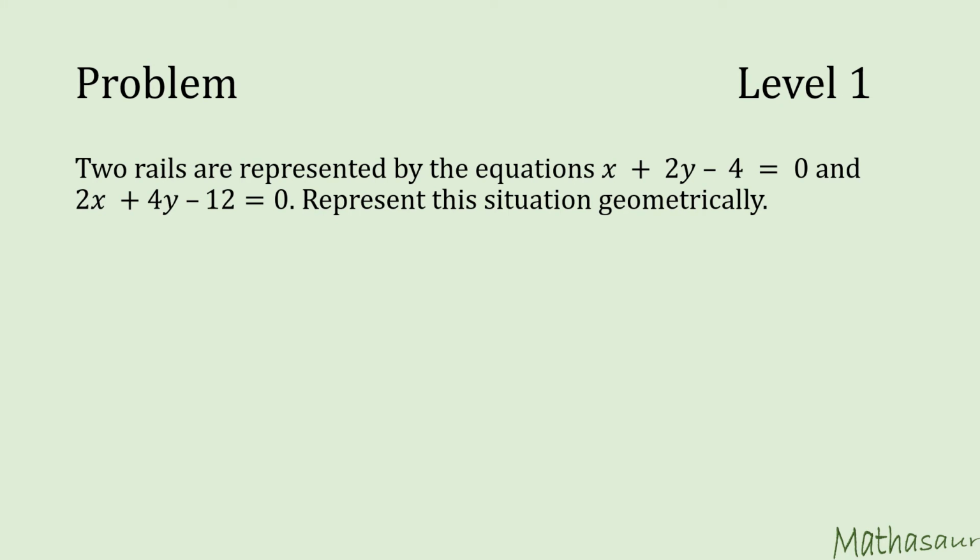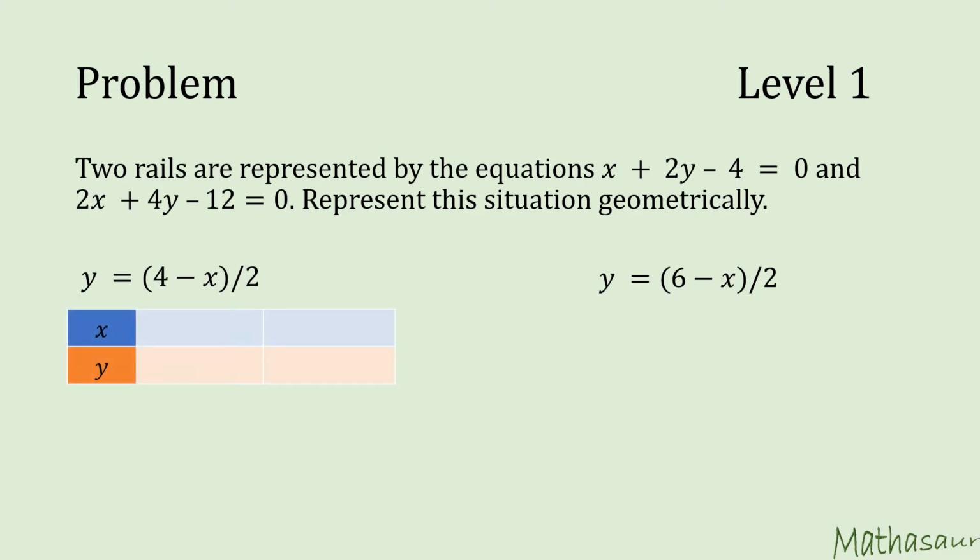Let us look at a few problems. Two rails are represented by the equations x plus 2y minus 4 equals 0 and 2x plus 4y minus 12 equals 0. Represent this situation geometrically. So let us write down our two equations. Let us rearrange the terms to find out the value of y in terms of x. So the first equation gives us y equals 4 minus x by 2. And the second equation gives us y equals 6 minus x by 2.